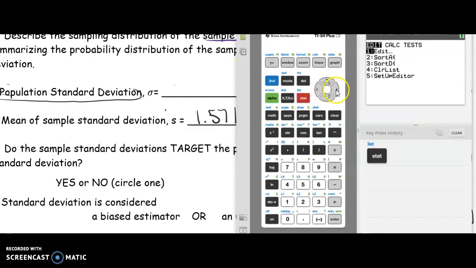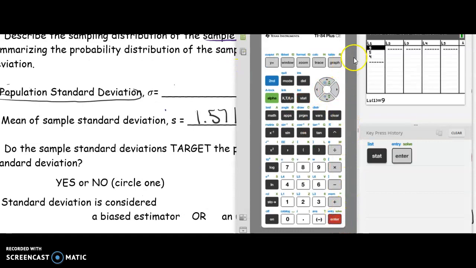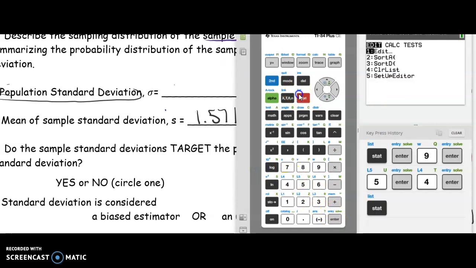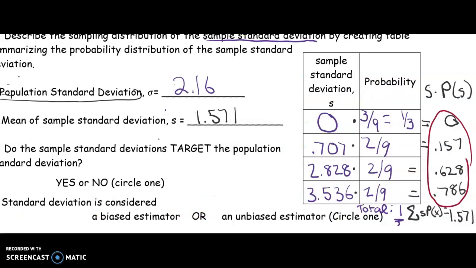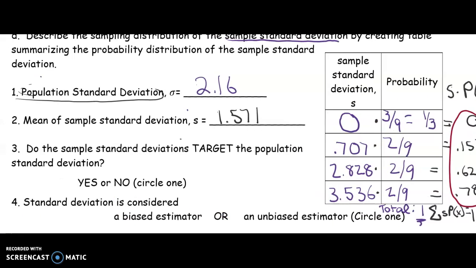In your calculator, press Stat, go to Edit, and then in your list 1, you want to put the 9, 5, and 4. Remember 9, enter, 5, enter, 4, enter. Now you can press Stat and go over to Calc and select your 1-Var Stats and go ahead and calculate. Now we're looking for the population standard deviation, which is sigma x, so 2.160. We can see that 2.16 is not equal to 1.57. So the sample standard deviation does not target the population standard deviation. That's a no. And therefore we can call standard deviation a biased estimator.